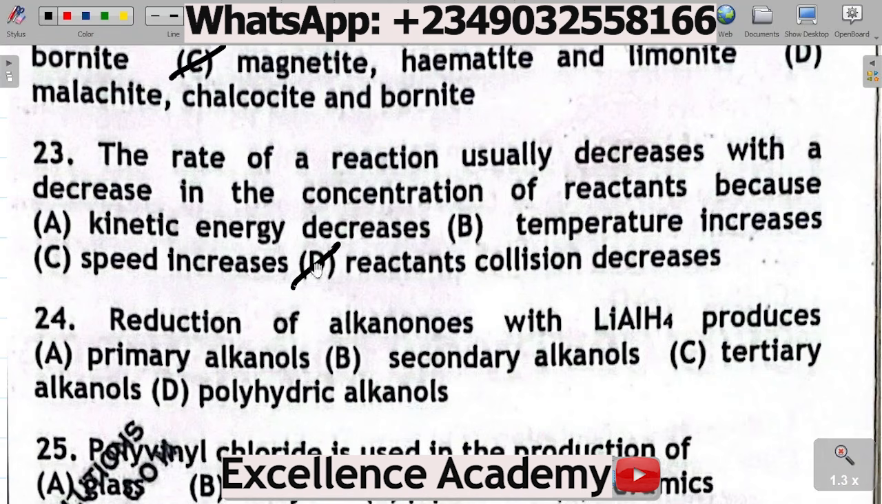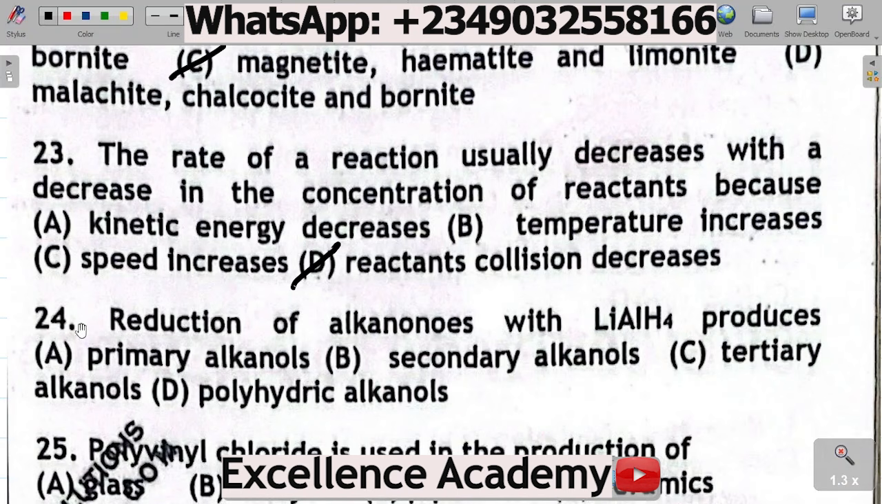Now we said D is the correct answer because a decrease in the concentration of reactants will cause a decrease in the reactant collision, which will in turn lead to a decrease in the reaction rate. So that's why D is the correct answer.